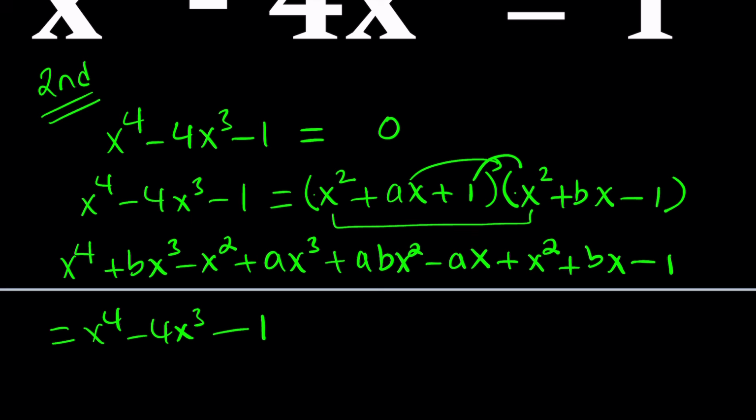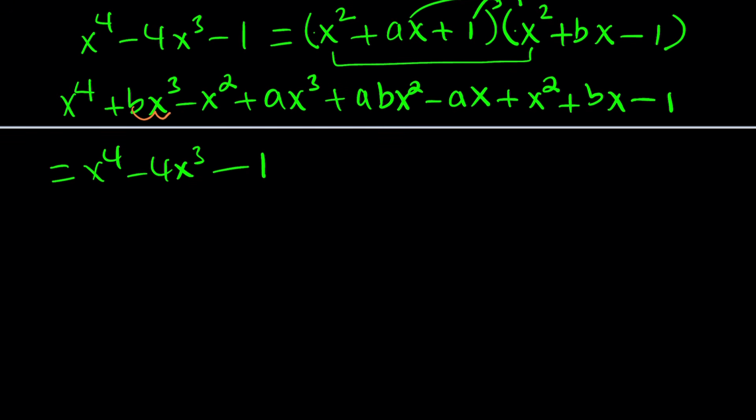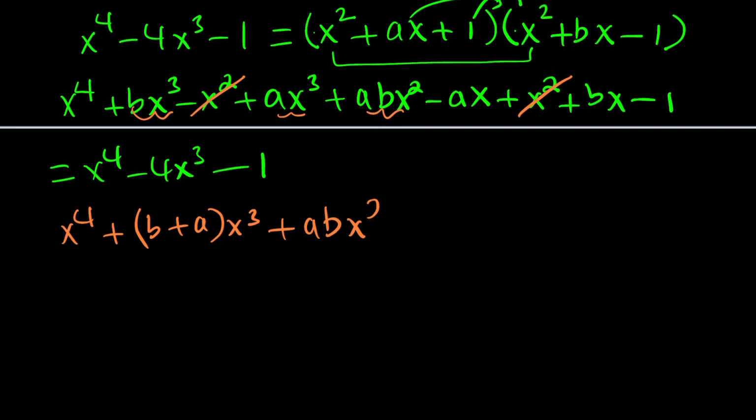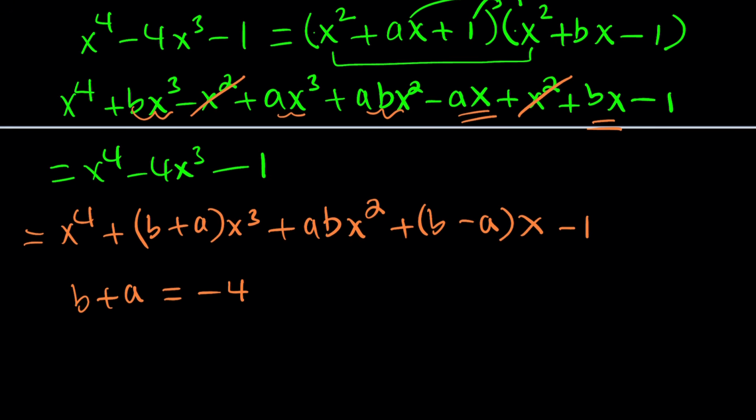So now we can see that x to the fourth agrees, but we kind of need to put together these terms, right? X cubed, so let's go ahead and write it this way. X to the fourth plus (b plus a) x cubed. X squared is going to cancel out, leaving us with the only x squared, which is ab x squared, right? And then we're going to get plus (b minus a) as the coefficient of x, these two, and finally minus 1. And then these two are supposed to equal each other, which means b plus a is negative 4, right? B plus a is negative 4.